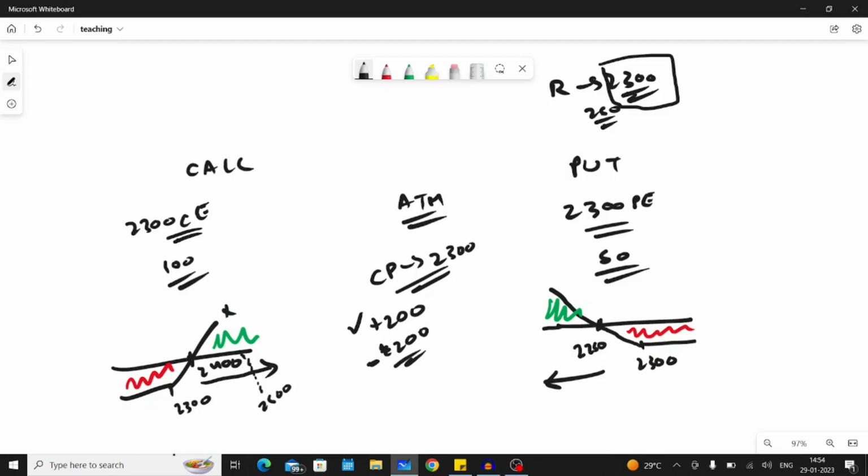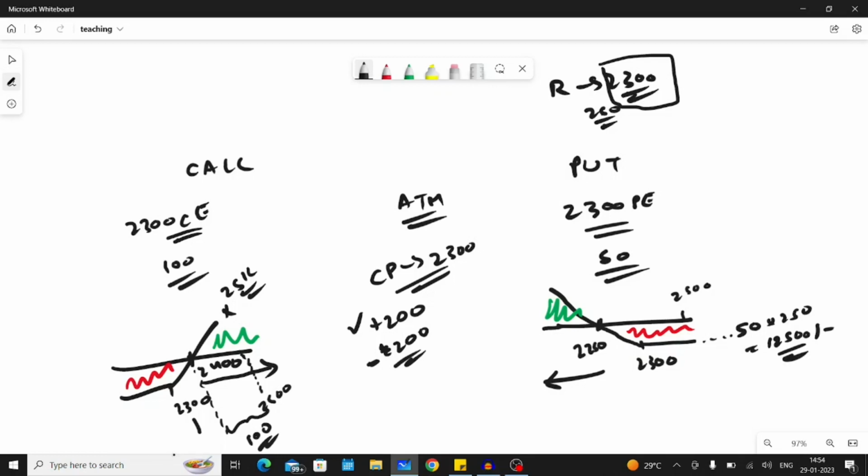So the profit would be somewhere close to 25,000, as after break even point it has moved up by 100 points. And in put option buyer scenario, if the price has moved up, at 2500 we will have a loss of 50 into 250, that is 12,500. This will be the loss for put buyer.